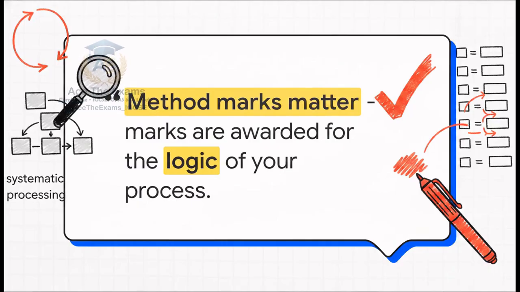All right, here's that secret I promised earlier. The clue that changes everything is this: method marks matter. Principal examiners explicitly award marks for systematic processing. This means your structural logic, your ability to show your working, apply the correct formats, and demonstrate the steps of your reasoning is quite literally just as vital as your final answer. If you mess up a final calculation but your procedural execution was flawless, the examiner's red pen is still going to award you massive method points.